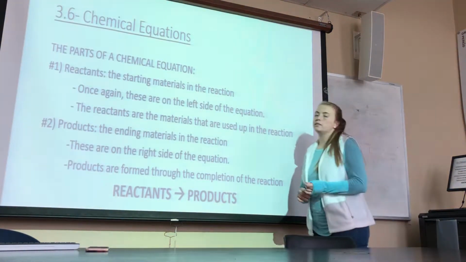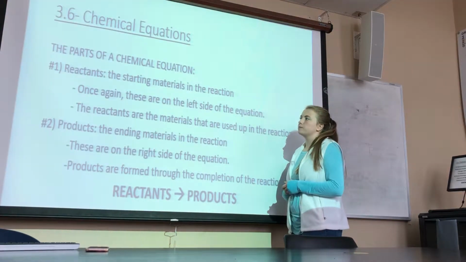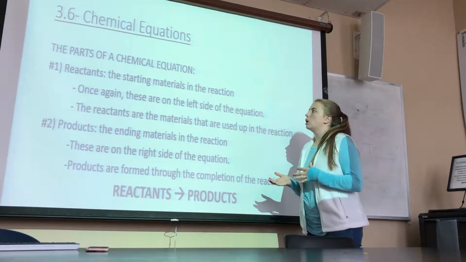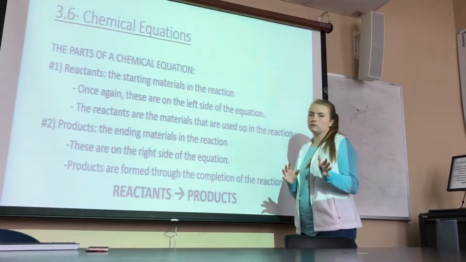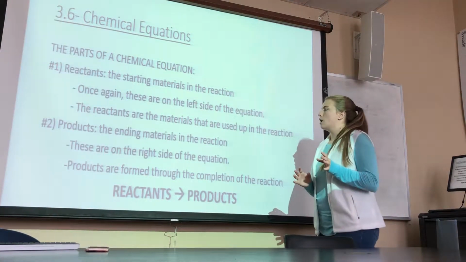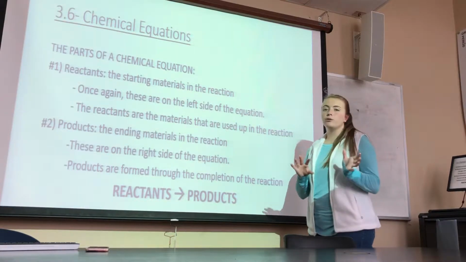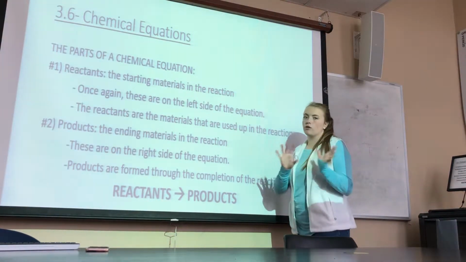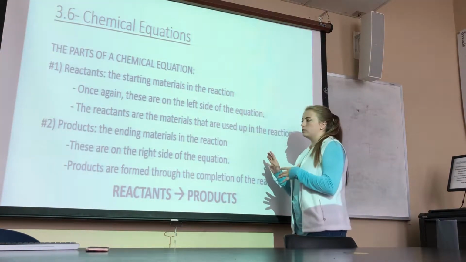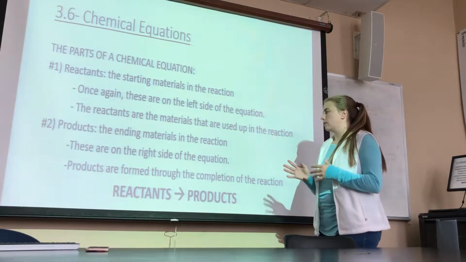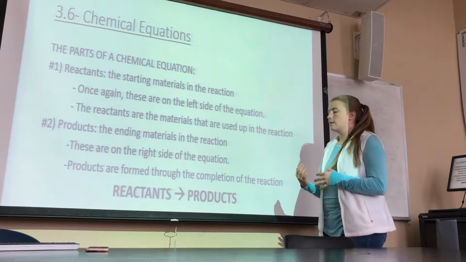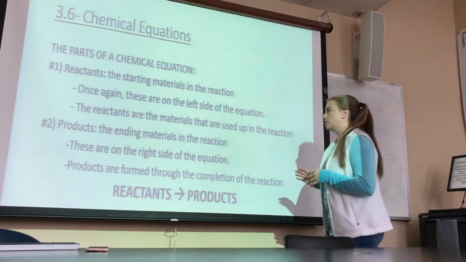So we're going to go over in depth the parts of a chemical equation. The reactants are the starting materials in a reaction. That's on the left side. That's what you begin with. These are the materials that are used in the reaction. So they're not changed, but they're moved into the product. The product is the ending side of the reaction. That's on the right side, and that's what's formed through the chemical equation.